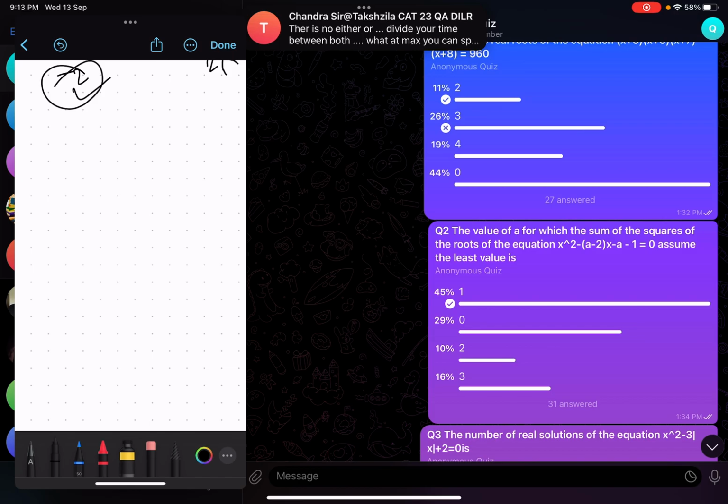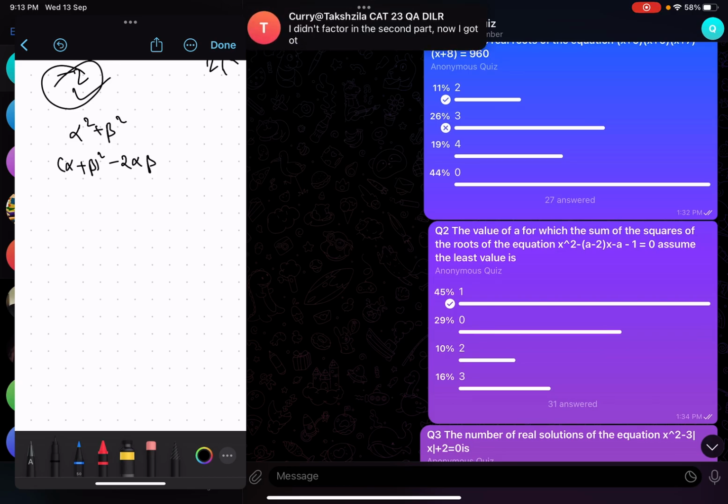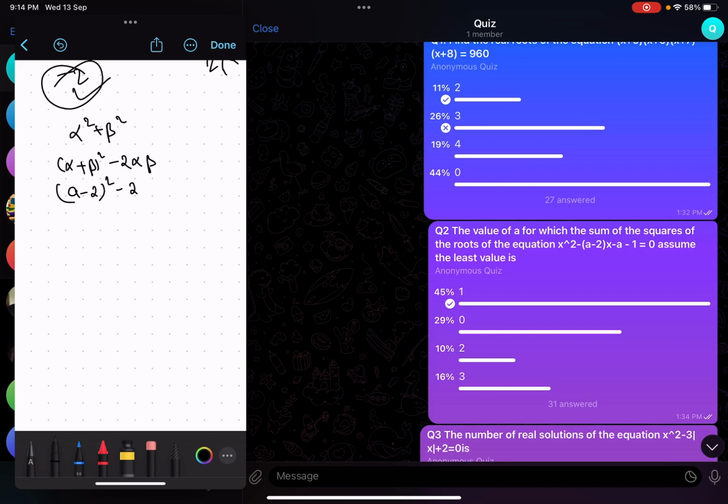So we'll suppose the roots to be alpha and beta. Sum of squares means alpha square plus beta square, so this can be written as alpha plus beta whole square minus 2 alpha beta. Now we know that alpha plus beta is simply minus b by a, so that will be a minus 2, and alpha beta is minus of a plus 1.